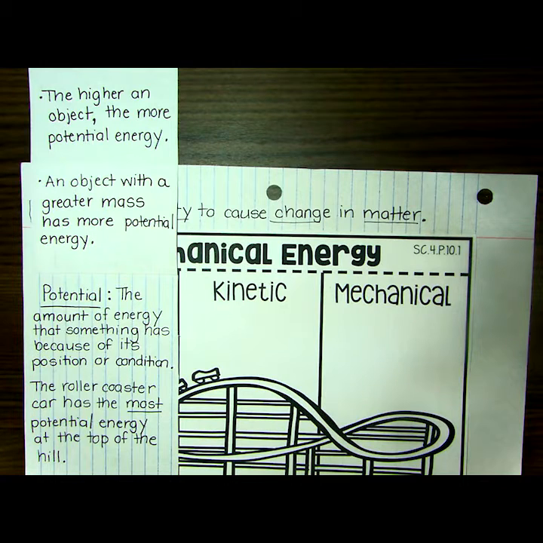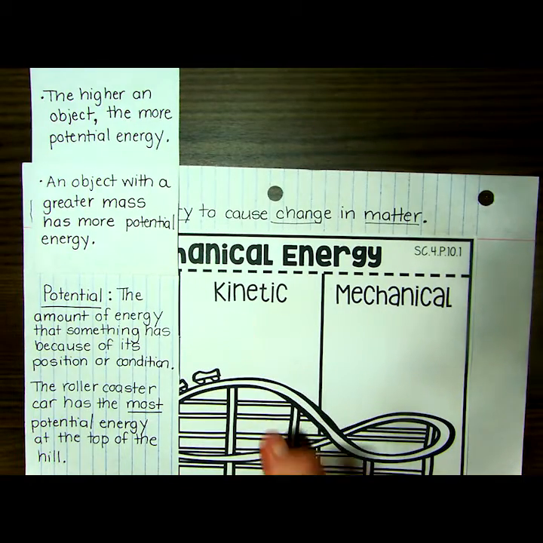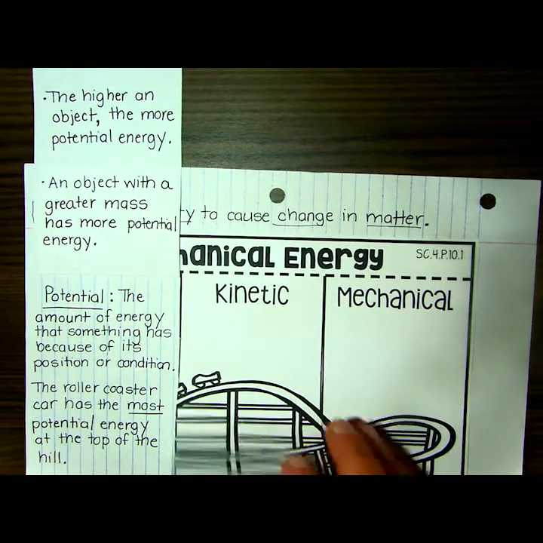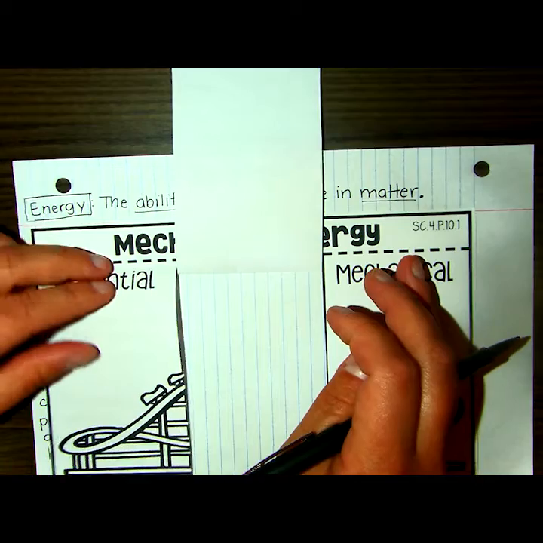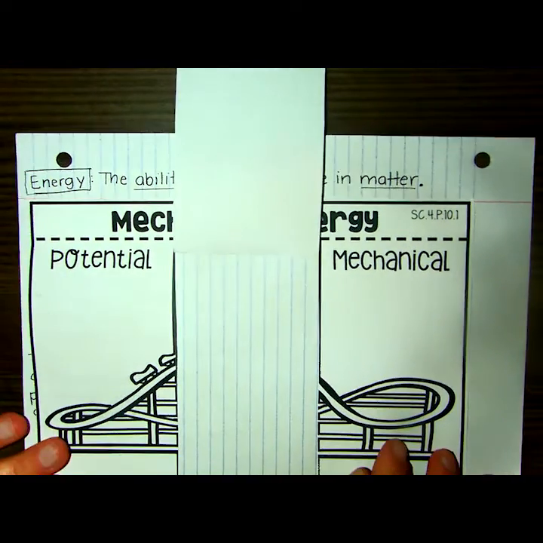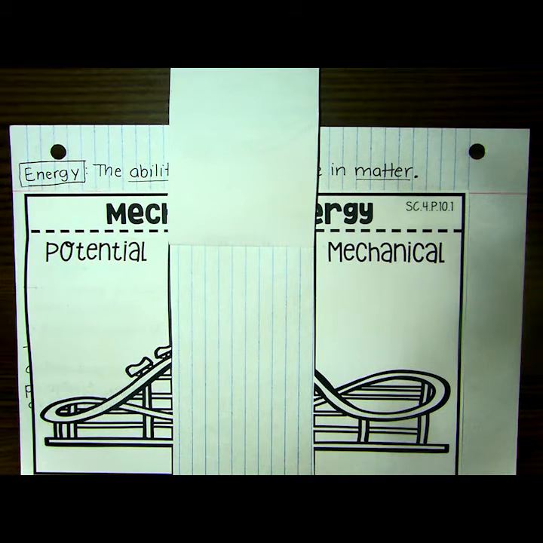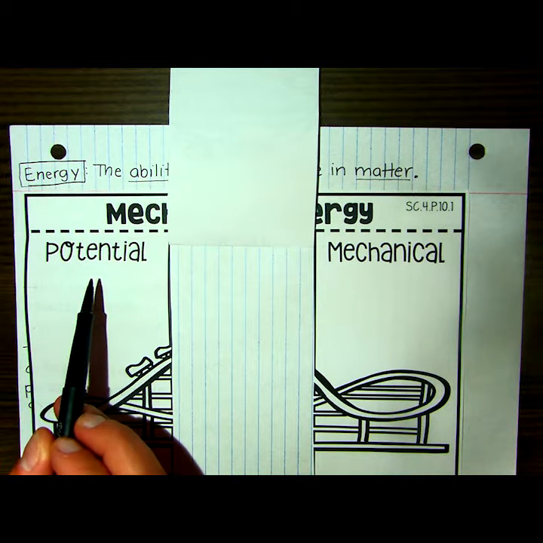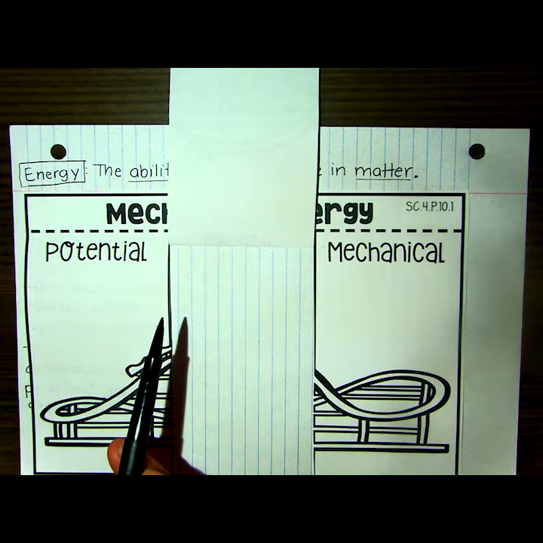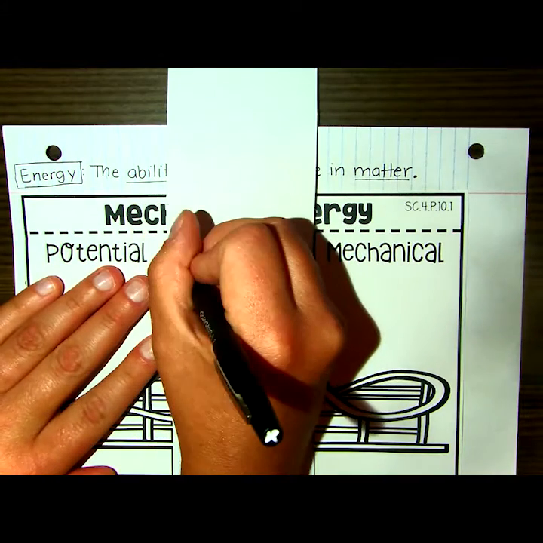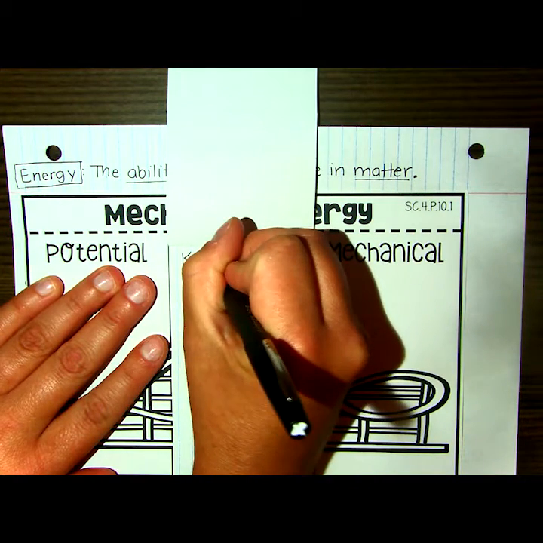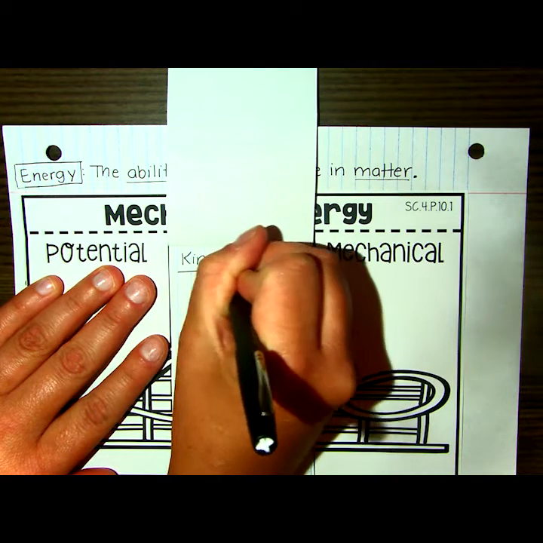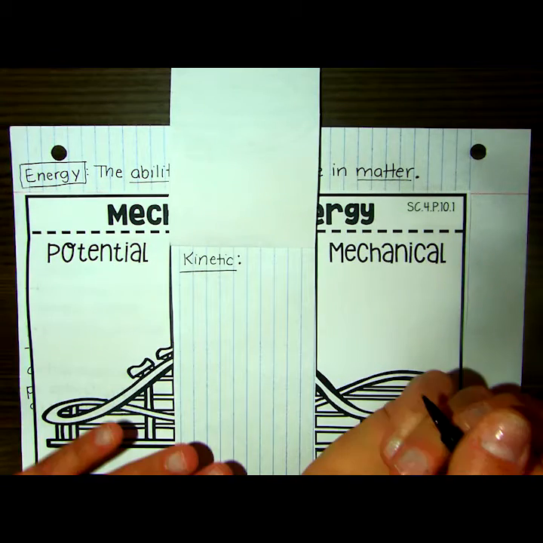So now that we've talked about potential energy, let's talk about kinetic energy. That's the one that comes next. So I'm going to flip this one up. And I'm going to close this one because I want you guys really just focus now on kinetic energy. So potential is the energy that we had based on our position or our condition. So kinetic energy is going to be the energy of motion. So kinetic. This is referring to the energy of motion.